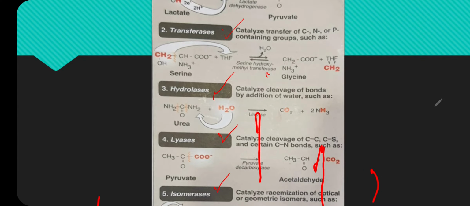Then hydrolases, which catalyze the cleavage of a bond by addition of water. Very nice and very easy to understand. Here the bond is cleaved by addition of water. It is shown very rightly, with water being added here, that bond is cleaved, and then the product is formed.